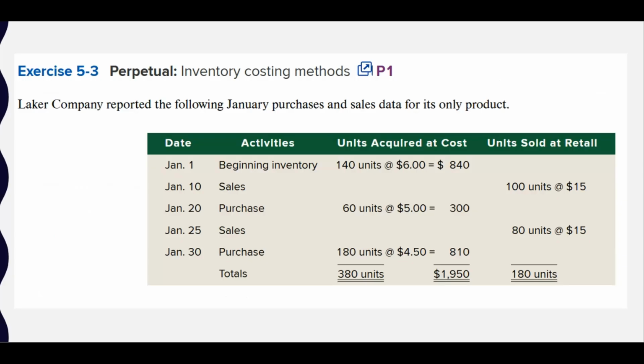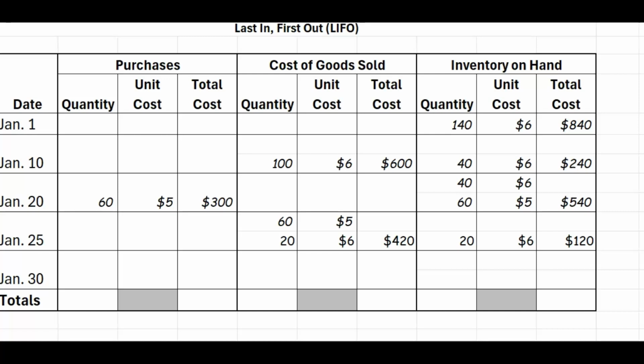Our last transaction occurred on January 30th. We made a purchase of 180 units at a price of $4.50 per unit. We will log the purchase on our LIFO chart. 180 units. The price was $4.50 per unit. Total cost of the purchase was $810. Now we can calculate our new balance and ending inventory.